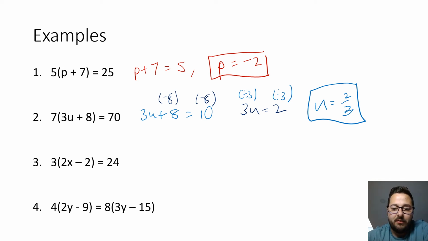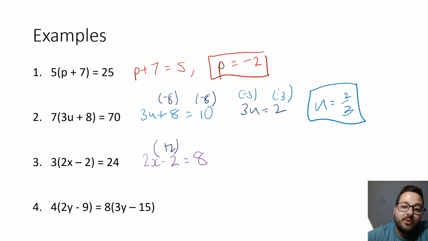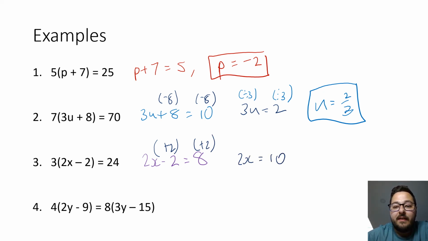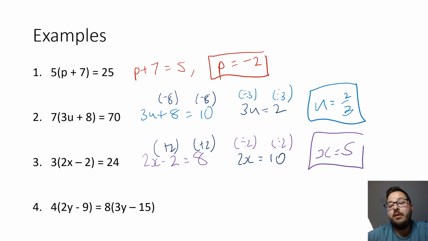All right, next one. So we've got 3 brackets 2x minus 2 is 24. So again, divide by the 3, you're going to end up 2x minus 2 equals 24 divided by 3 is 8. Then we want to add the 2. So let me just use different colours. So we want to add the 2 to both sides. You're going to end up with 2x equals 10. And then divide by 2. You're going to end up with x is 5.